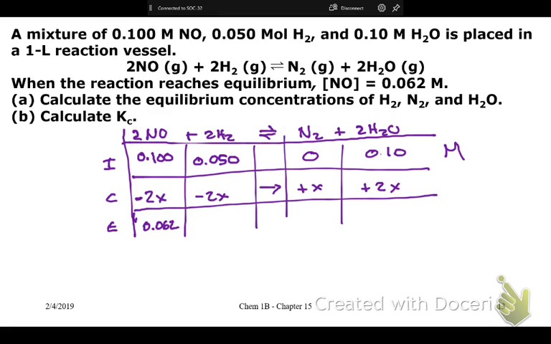And then the other part that's missing really is you just have to add these things up. So this is 0.050 minus 2x. This is x, and this is 0.10 plus 2x. The first column is how I'm going to figure out what x is. Remember, you take your I plus your C. Sorry.